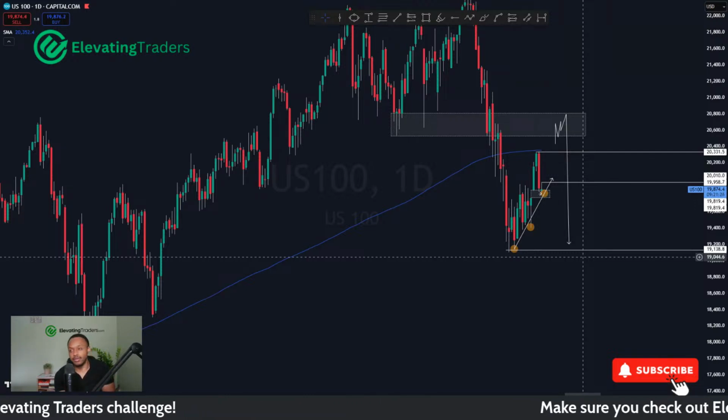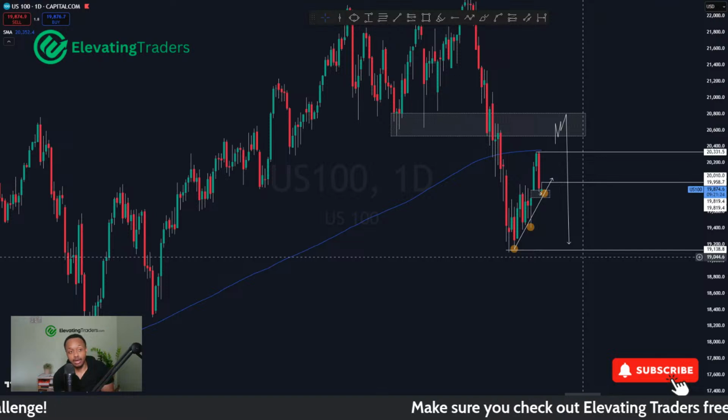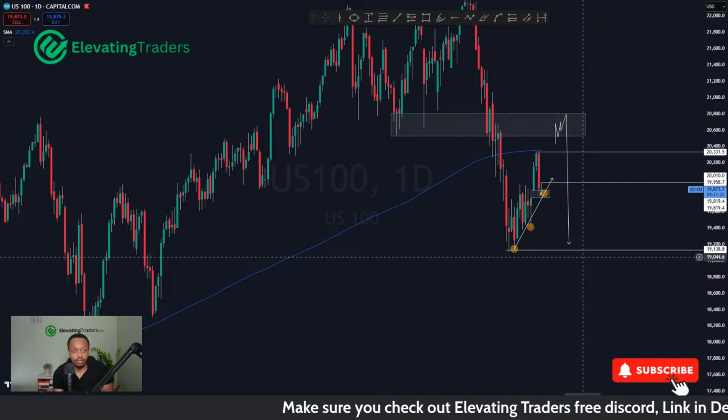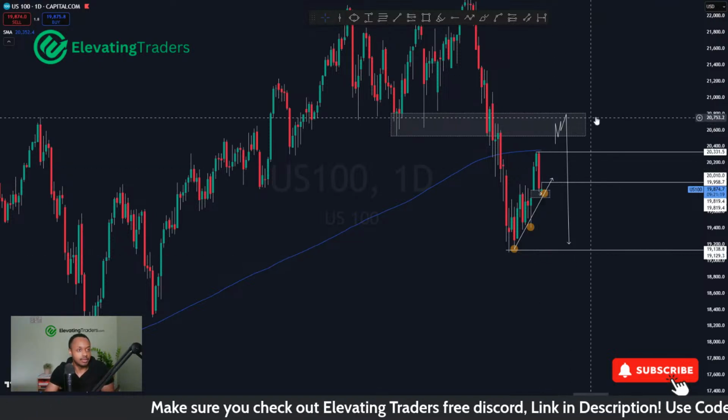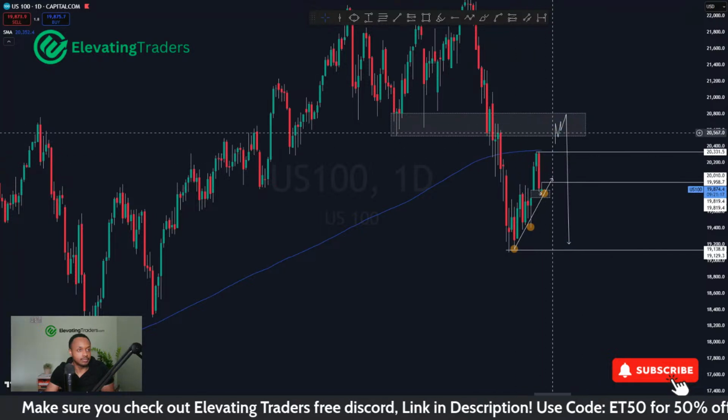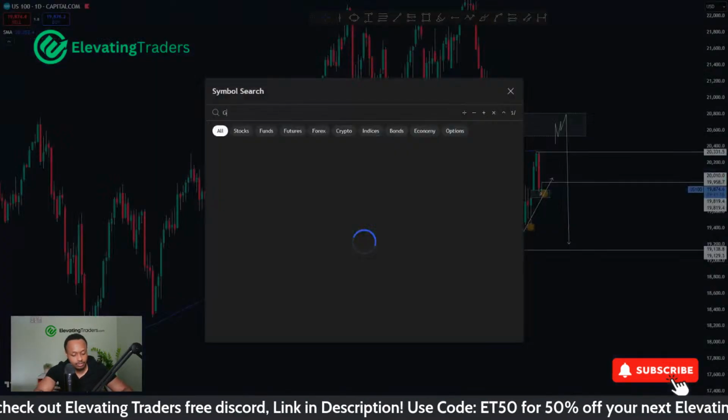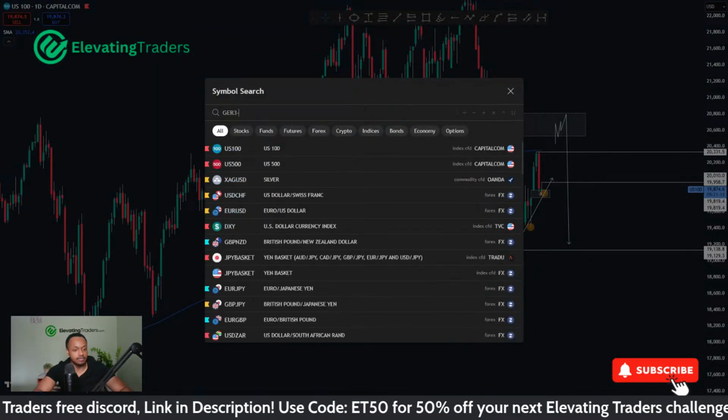So yeah, that's definitely one of the benefits of the indices. But yeah, I like where we're positioned there for NAS. But this is something I'm keeping an eye on. How's the DAX doing?